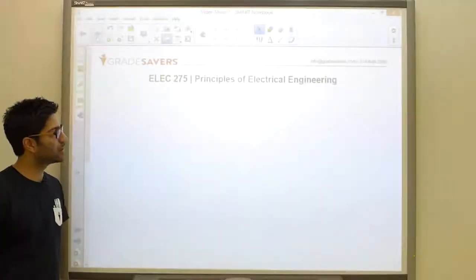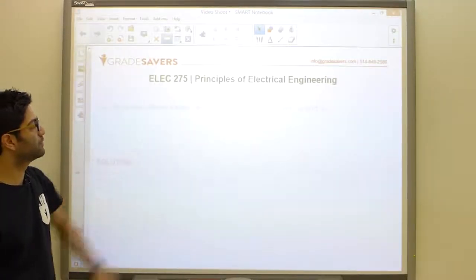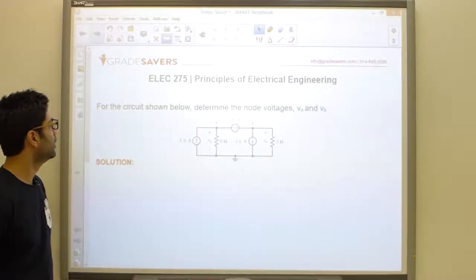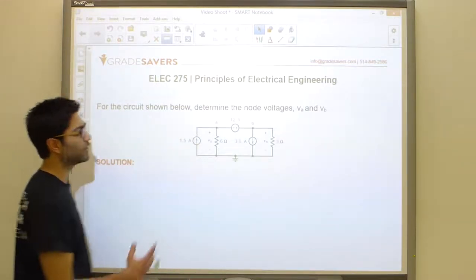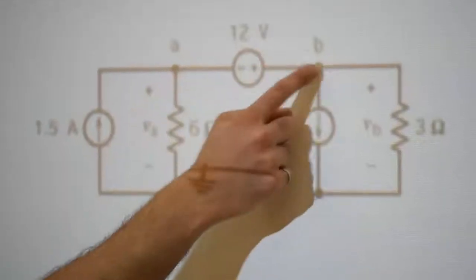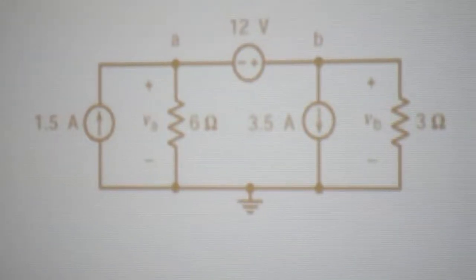All right, guys, let's take a look at our next problem. Okay, so it's asking us, for the circuit shown below, determine the node voltages VA and VB. So they're asking us to find the voltage in the circuit over here and over there.